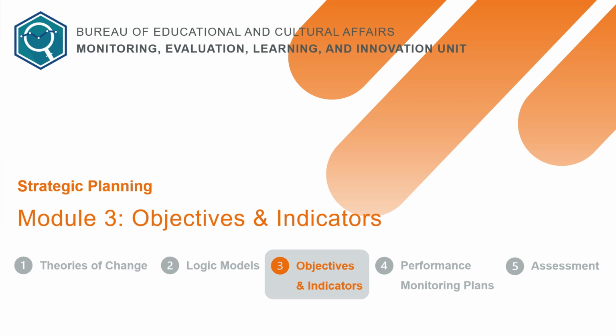Welcome to Module 3 of the MELI Unit's Strategic Planning course. In this module, we will introduce you to key concepts of objectives and indicators, including the difference between goals and objectives, how indicators help us measure objectives, and what makes a good indicator. Let's get started.